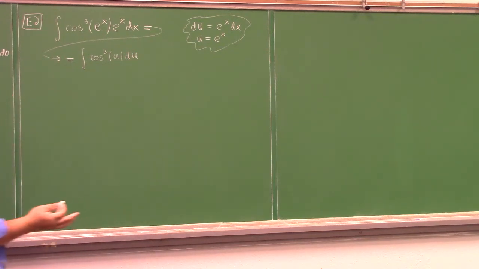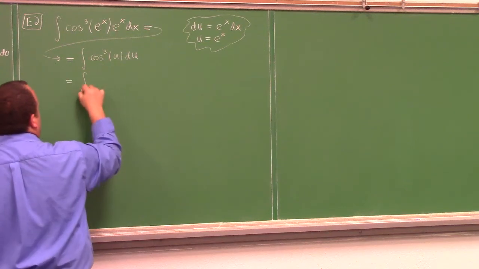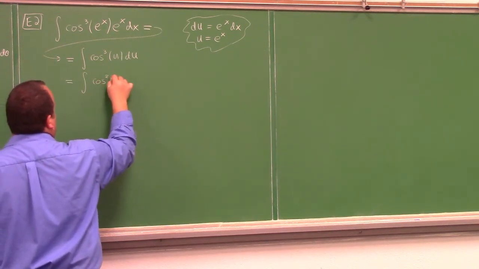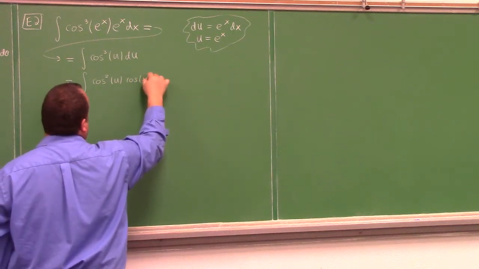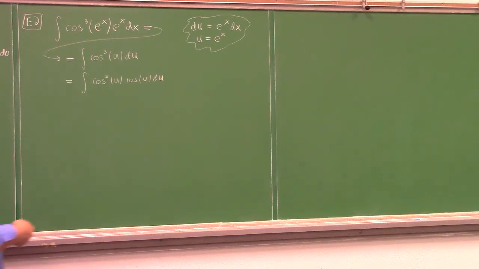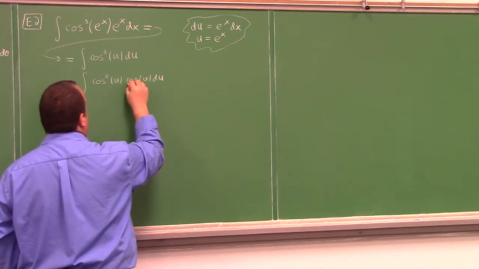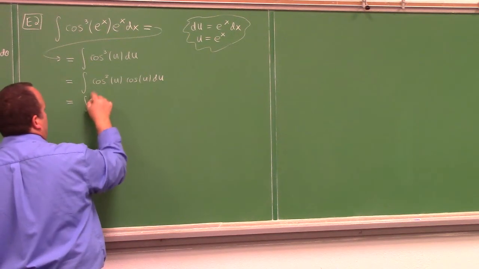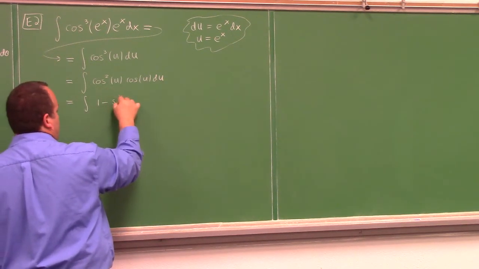So now we're back to a problem that's non-trivial, but we know how to do it. I think we know how to do it. How do we do this problem? Simplify cosine into sine, that's good advice. So we can rewrite this as cosine squared u times cosine u du. You want to peel off a cosine because you're going to put that into your substitution. Now cosine squared is 1 minus sine squared u, right?